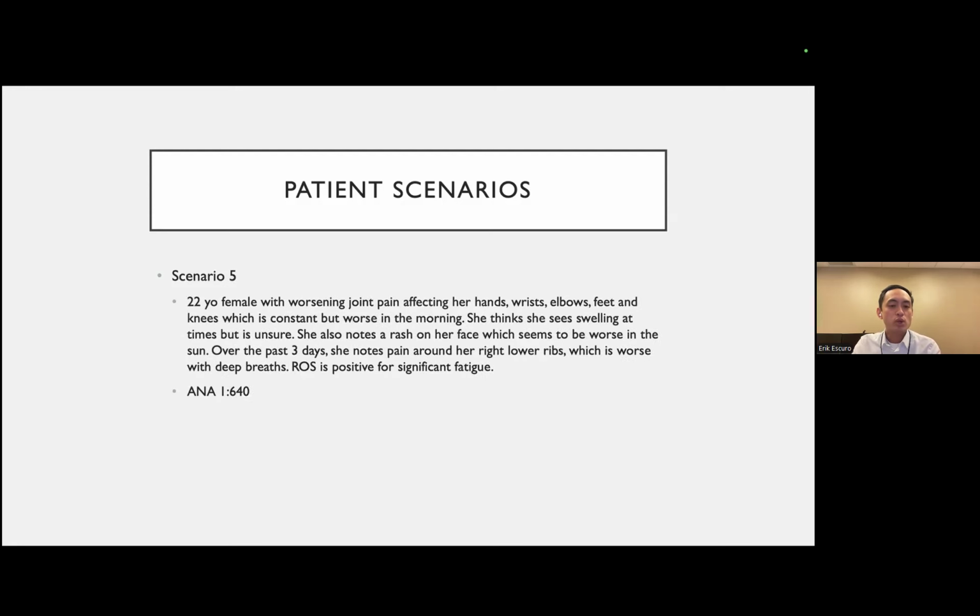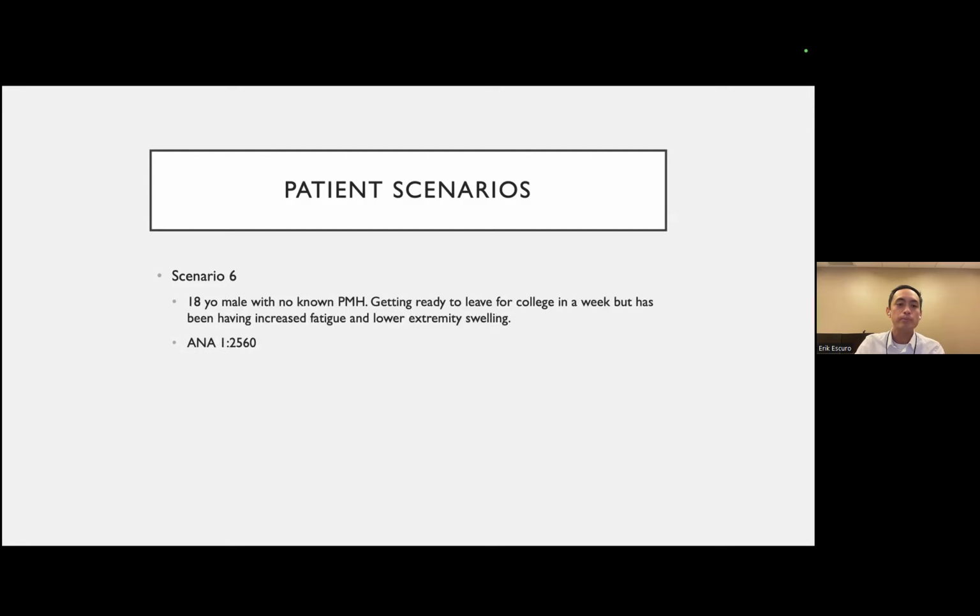Scenario number five, 22-year-old female. This patient has a history of worsening joint pain, pretty much all over the body. There's some swelling as well. She notes a rash on her face, seems to be worsening in the sun. And over the last couple of days, she's had some increasing pain in the right lower ribs, especially with deep breath. Review of systems also is significant for fatigue. ANA checked is 1 to 640.